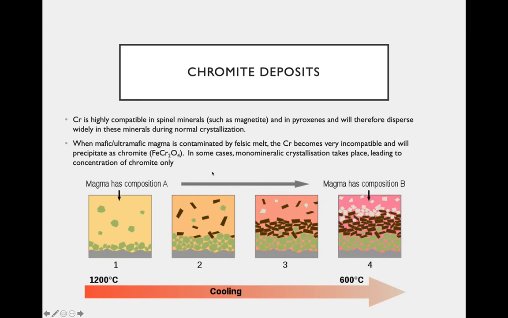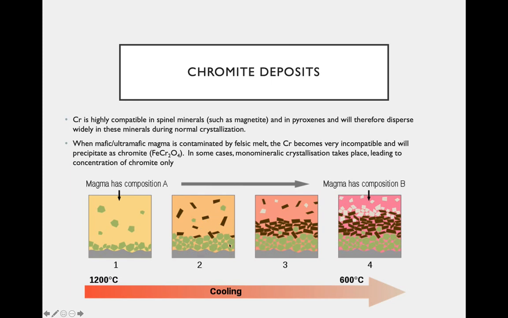When mafic and ultramafic magma is contaminated by felsic melt, the chromium becomes incompatible and will precipitate as chromite, an iron chromium spinel. In some cases, monomineralic crystallization takes place, leading to concentration of chromite only. So what this means is we start with our magma, we can start crystallizing early chromite, potentially, if the conditions are right. Chromite is very dense and it should settle. And then if we're lucky, it crystallizes before, say, pyroxene, and then we can produce pure chromitite layers.